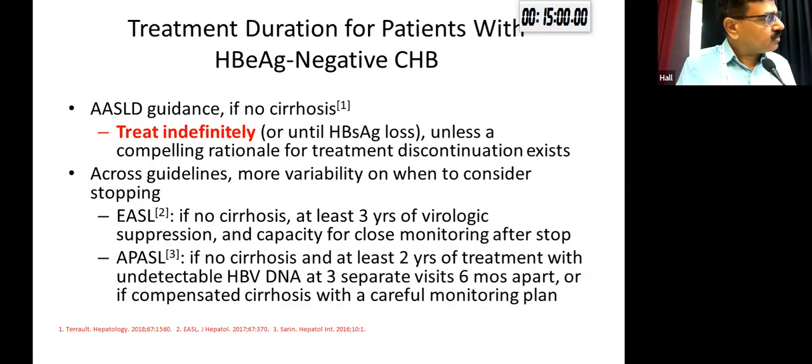What are the stopping rules for these therapies? The APASL guidelines say you don't stop, keep on giving them for life. Whereas the EASL guidelines say you can stop after 3 years of virologic suppression. But APASL says you can still stop after 2 years, but there should be 3 readings of negative DNA, 6 months apart, in a person who is not cirrhotic.